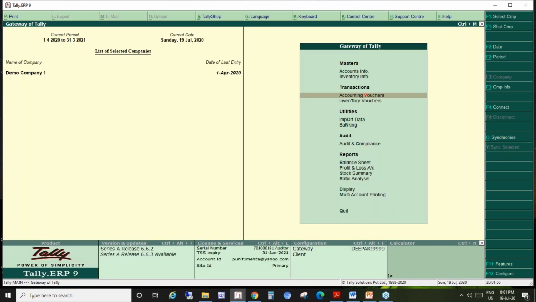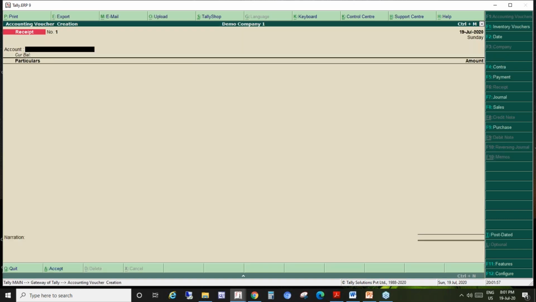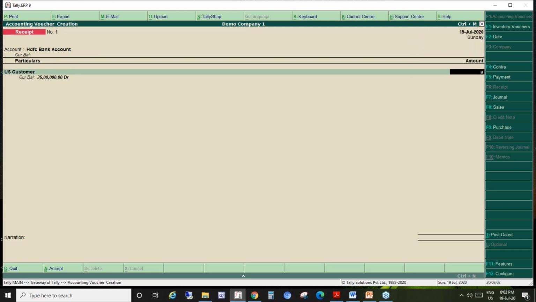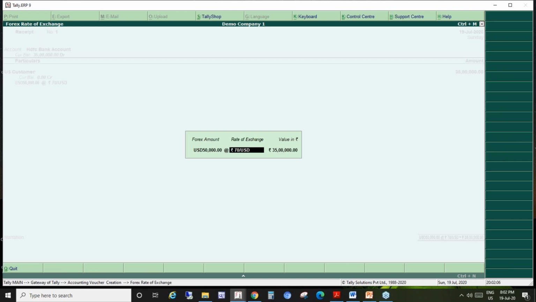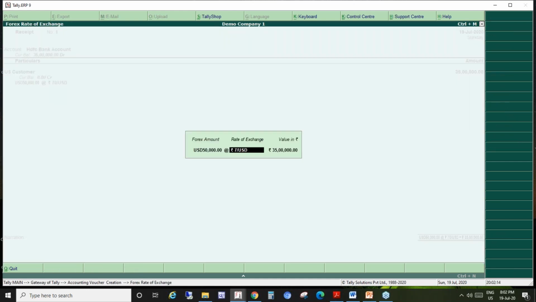So I will come back. I will select my bank, USD 50,000. No, I made a mistake. Amit Bhai informed me that the rate now is 74 point something. For the sake of brevity, I'll just put 74 only.